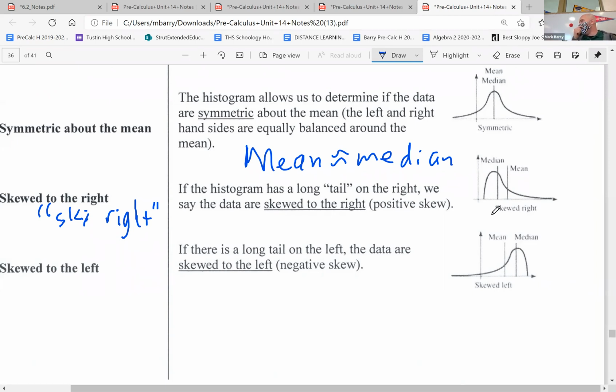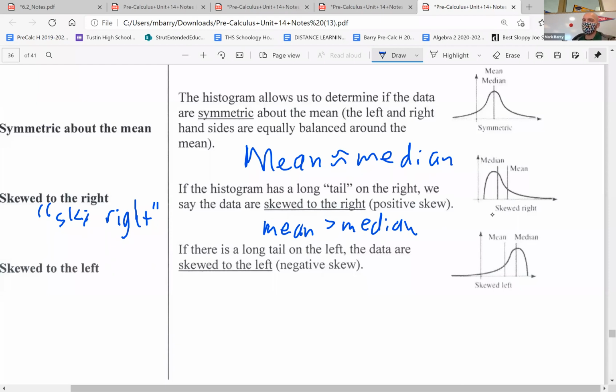Now, if you want to know why it's really called skewed right, it's because the mean is greater than the median. The mean gets pulled to the right. Okay, so the skew describes the mean. And they showed it on the picture there. You can see the mean is to the right of the median.